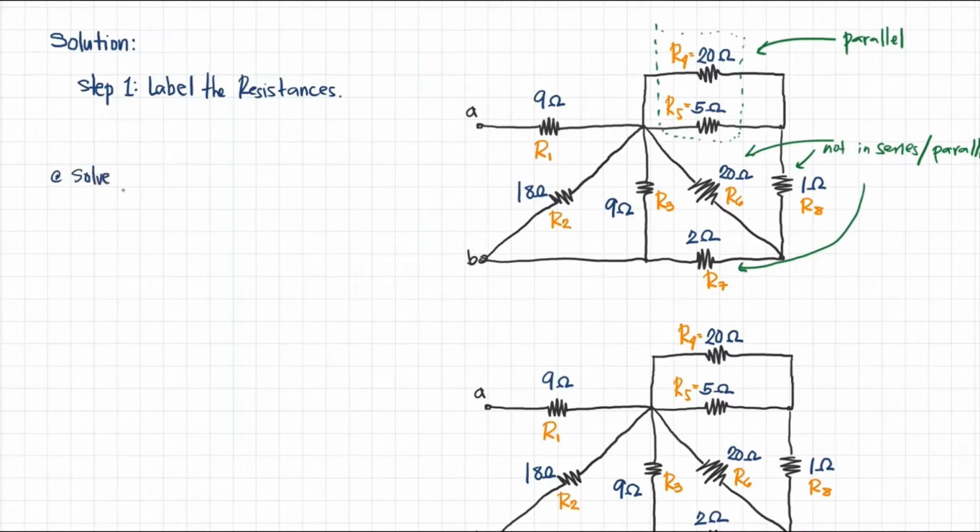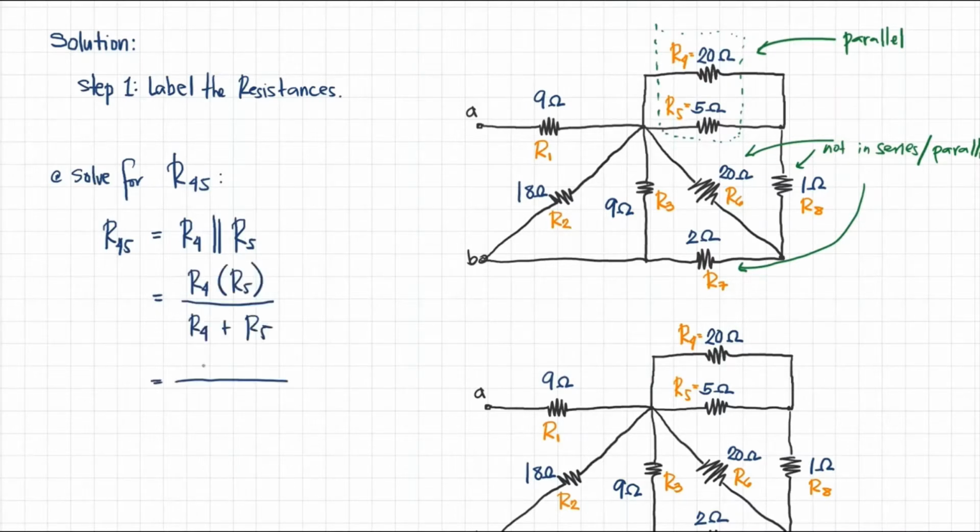Because they are in parallel, we can start with that. The first thing that we have to do is to solve for the value of R45, where R45 is simply the parallel combination of R4 and R5. So we just have to substitute it based on the formula. We have 20 ohms times 5 ohms over 20 plus 5. So we can now solve R45. That's 100 over 25, or a total of 4 ohms. Now we have solved the value of R45.